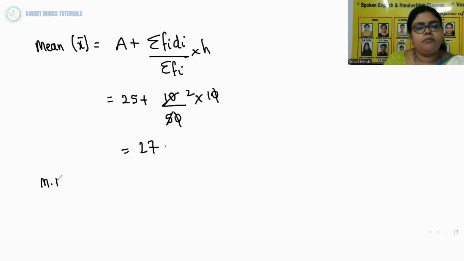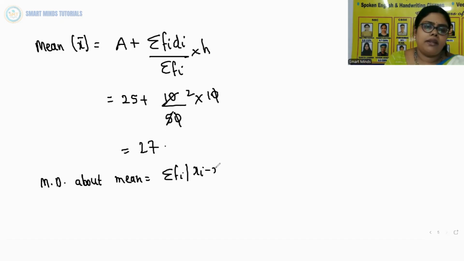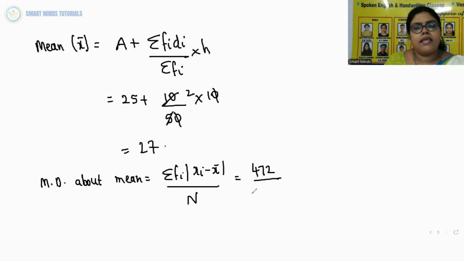Now we need to find mean deviation about mean. Formula is sigma fi mod xi minus x bar by n. Now look at the table. What is sigma fi mod xi minus x bar? That is 472. And what is n? N is same as sigma fi, that is 50. So if you divide this, you get 9.44.